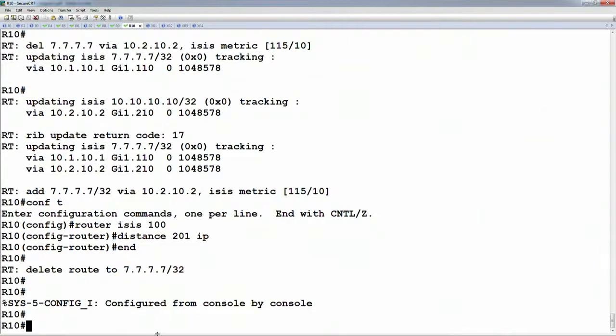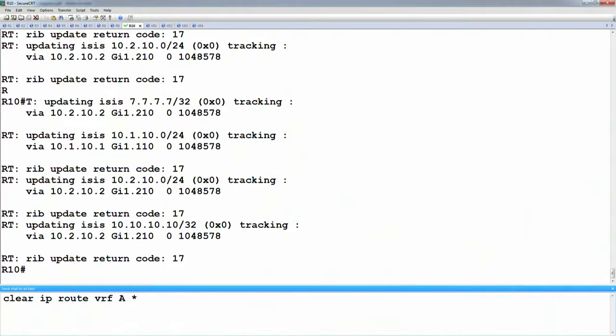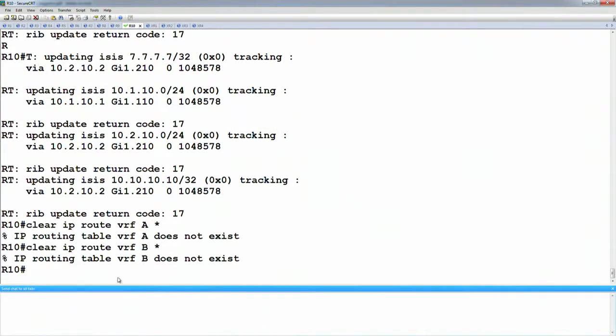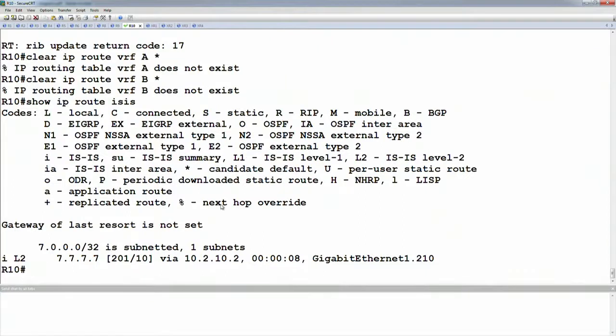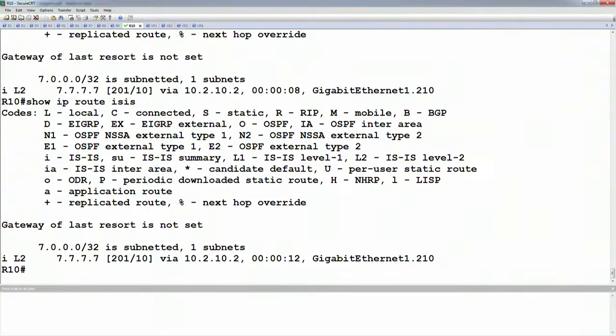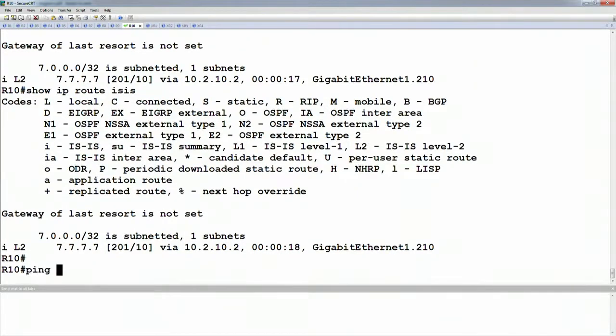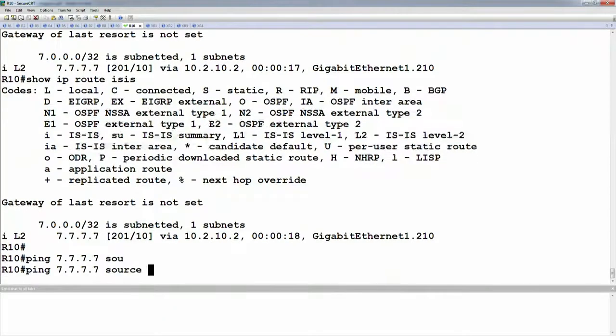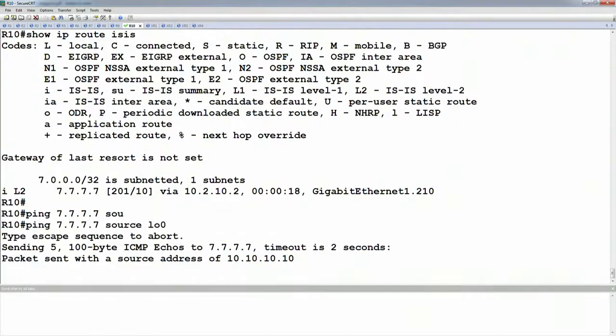Okay, then if we clear the routing table again, so we'll clear IP route for VRF A, for VRF B. Then we look at the show IP route ISIS. Okay, so let's see, up to 12 seconds, 14 seconds, looks a little bit better than before. So now on 10, let's go ahead and try to reach this. Let's ping 7.7.7.7. Source is loopback 0. And let's see, does 7 have the reverse path?